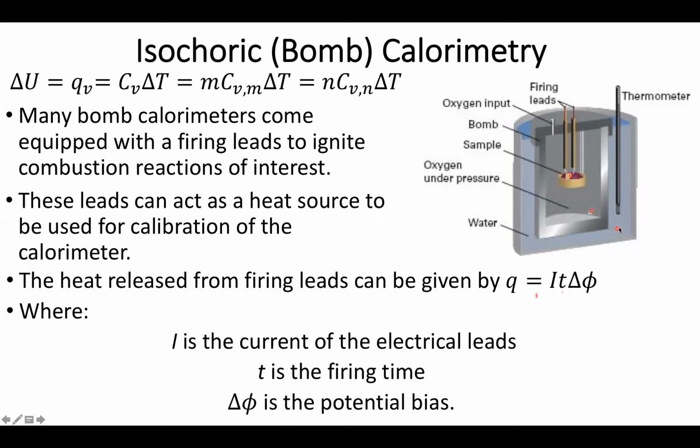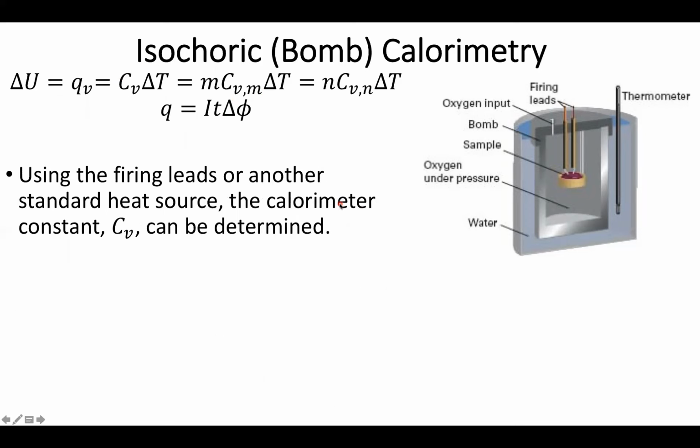Then I can measure how much the temperature of my surroundings changes and use that to determine the isochoric heat capacity of our calorimeter itself. It is worth noting that some people try to use this to determine the specific heat capacity of the water, but don't forget there may be additional contributions besides just the water itself. So in practice, we can use these firing leads to help calibrate or determine our calorimeter constant, or again, our isochoric heat capacity.